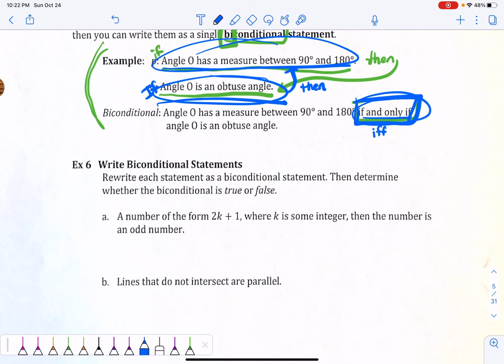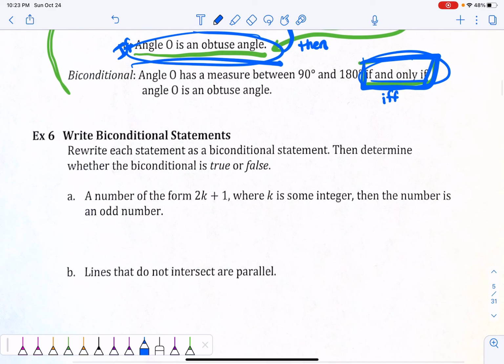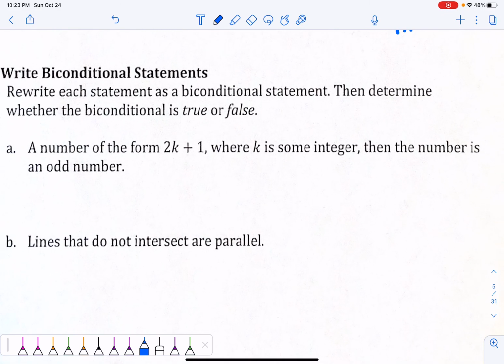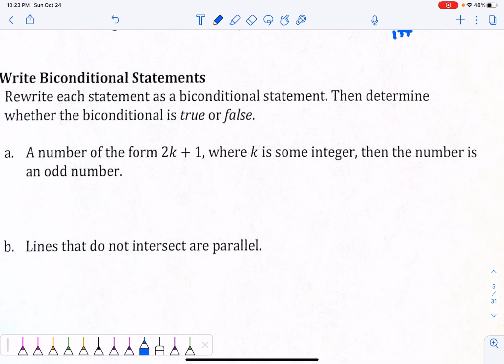So let's do this one. Rewrite each statement as a biconditional, then determine whether the biconditional is true or false. Okay, so A says: if a number is of the form 2k plus 1, where k is some integer, then the number is an odd number. Let's see, we want to put it in the if and only if form.